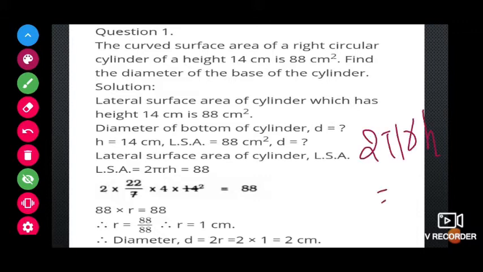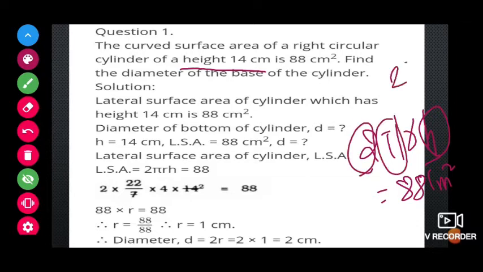Okay, they have given the curved surface area as 88 centimeter square. They are also giving the height of the cylinder. We know pi is 22 by 7, and the height is 14 centimeters. Now what will be the radius? If I find the radius, then I can find the diameter also.